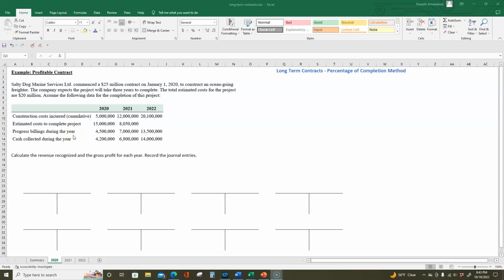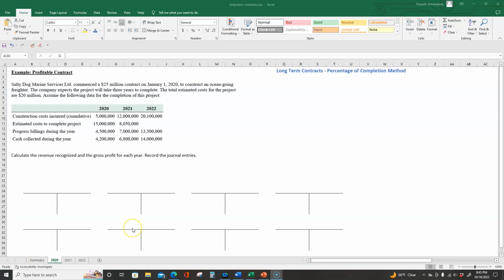They've given construction costs, estimated cost to complete the project, progress billings during the year, and cash collected during the year for 2020, 2021, and 2022. They want you to calculate the revenue recognized and the gross profit for each year, and we're going to be using the percentage of completion method. They also want you to record the journal entries, so we're going to look at the journal entries for every year as we recognize the revenue and as we bill the client as well as collect the cash during the year.